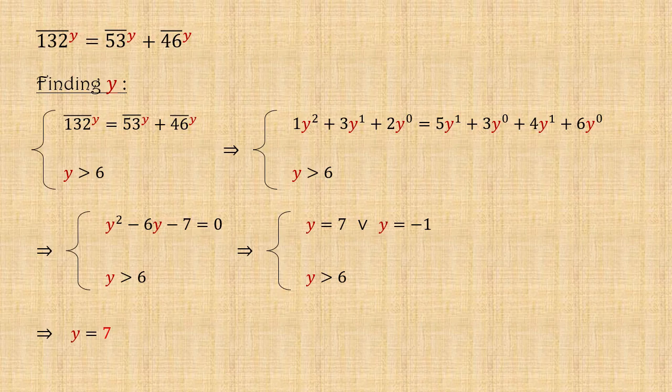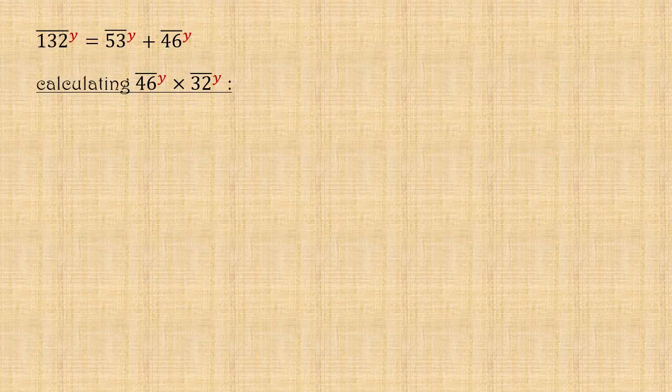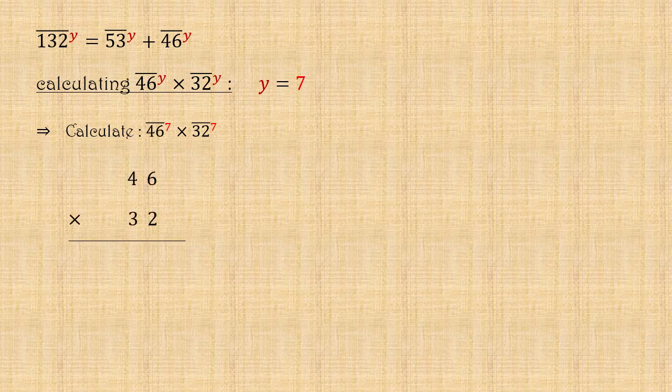Let's now calculate the product of 6 multiplied by 32 in the base y. As we found that y equals 7, we will be calculating the product of 6 multiplied by 32 in the base 7. So we have 6 multiplied by 32. The multiplication of the number 2 by 6 gives a number that is written in base 10 as 12, which means that it is written as 15 in base 7.